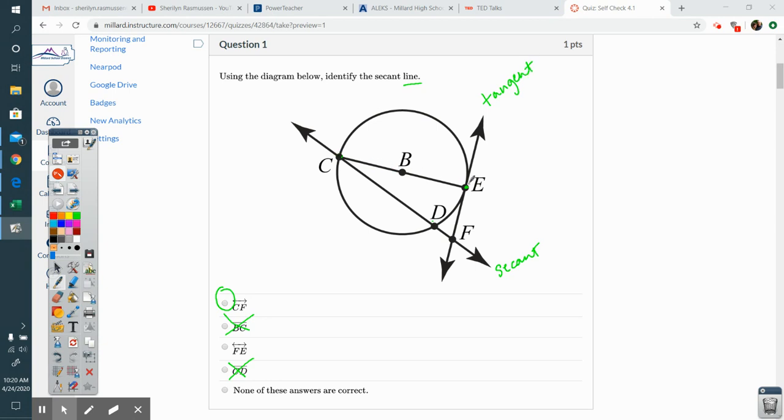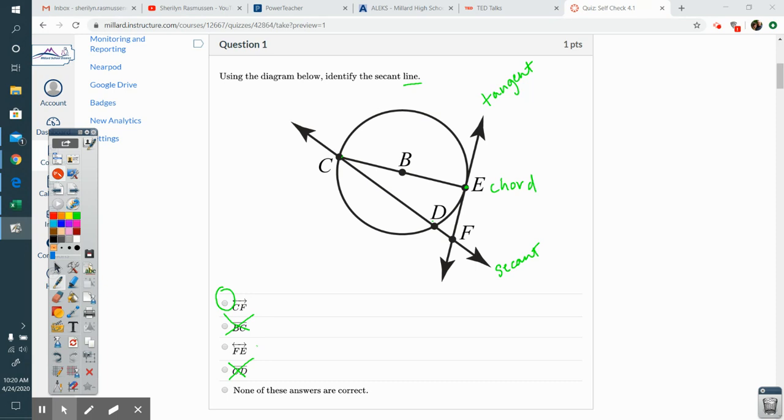Okay, and if it stops right here, like this, it is a chord. Now it's also a diameter because it goes through the center point, but diameters are chords. We'll go on to this, but there are more chords than there are diameters, because diameters have to go through the center. A chord is like CD. CD is also a chord because it touches each edge of the circle but does not go through the center. It's still a chord. But it is not a secant line because it doesn't continue.